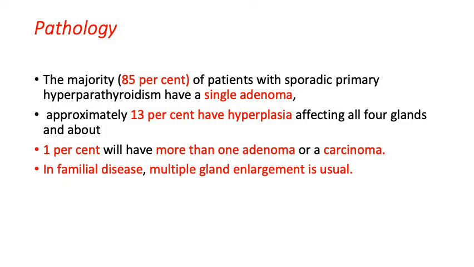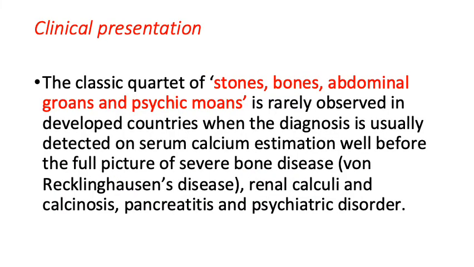Regarding the pathology of primary hyperparathyroidism, as we said, the majority, about 85% of patients with sporadic primary hyperparathyroidism, have a single adenoma, and about 13% have a hyperplasia affecting all four glands, and about 1% will have more than one adenoma or carcinoma. In familial disease, multiple gland enlargement is usual.